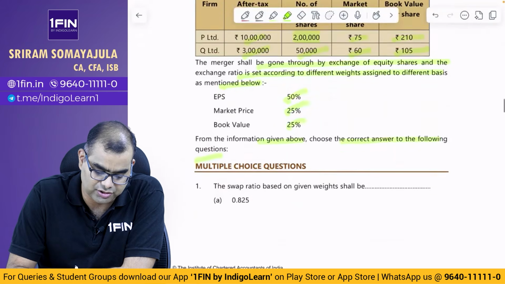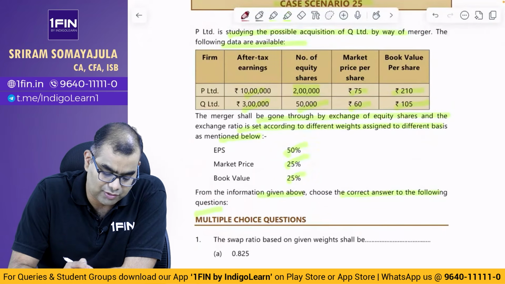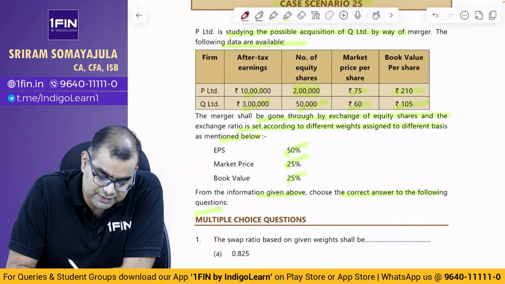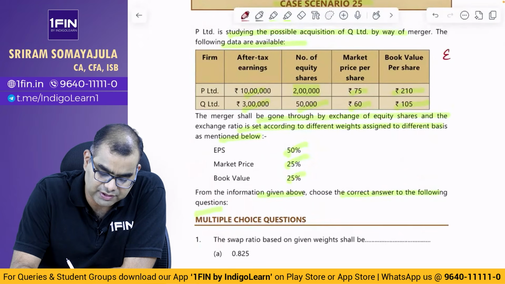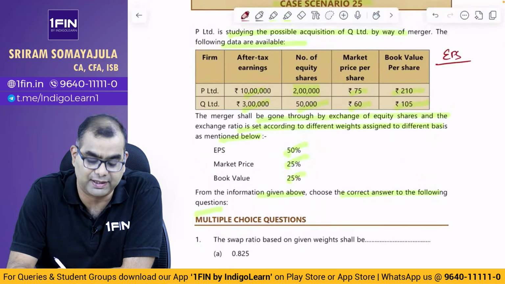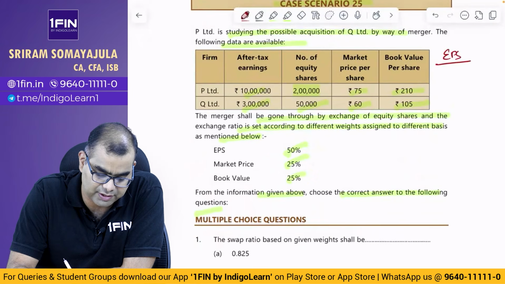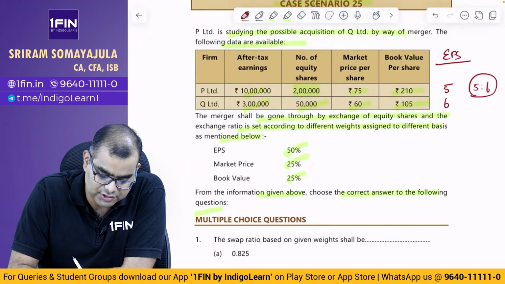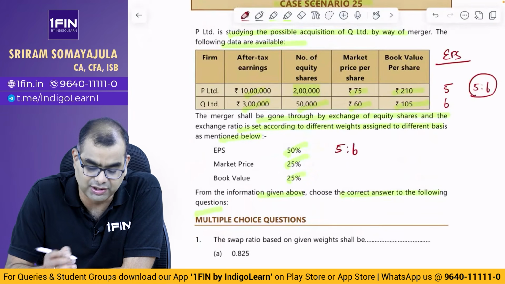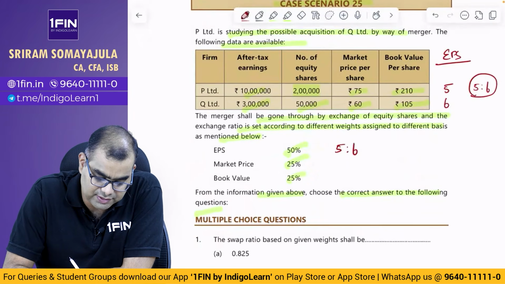The swap ratio based on the weights shall be what? On EPS, we have to find out EPS first of all. EPS is your PAT by number of equity shares. 10 lakhs by 2 lakhs is 5. 3 lakhs by 0.5 lakhs is 6. So the EPS ratio is 5:6. We will change it later. Market price is 75 is to 60, which is 5 is to 4. Book value is 2 is to 1.